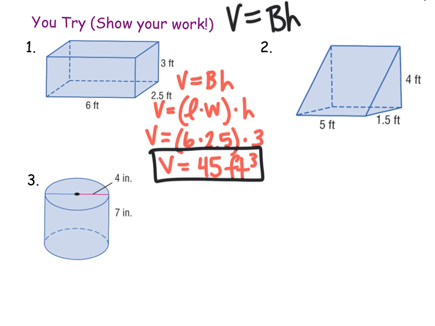Okay, here we are with the answer to number 1. So the volume is the area of the base, which is a rectangle. So that's length times width for the rectangle. Length times width, so 6 times 2.5, and then times the height of the prism, so times 3. So we get 45 feet cubed. All right, go ahead and pause the video again, and this time try number 2.